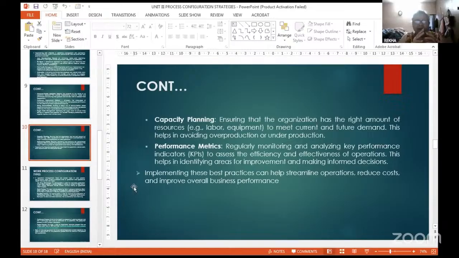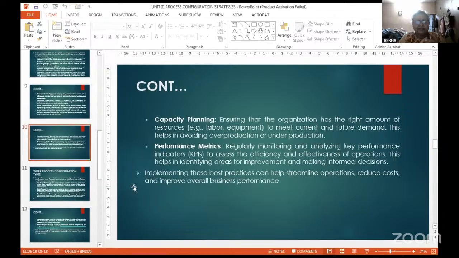Ensuring that the organization has the right amount of resources, that is, the equipment, money, or everything. Here I have given you only two, but it can be more. You can write all the resources you use to produce that particular product or service to meet current and future demand. This helps in avoiding overproduction or underproduction. Like, as I told you, if you have overproduction, actual loss will be there. If it is underproduction, then opportunity loss will be there.